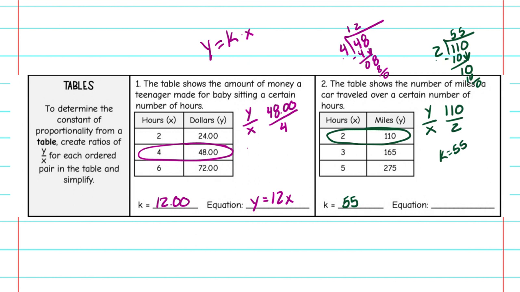Now to create that equation, I just take this number I found and put it in the equation for k. So y equals k times x. So y equals 55x.